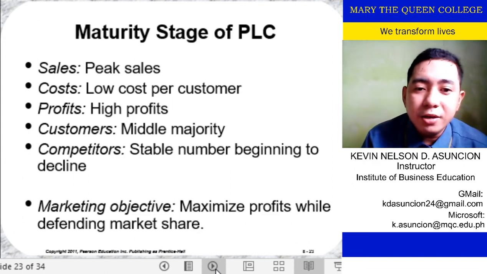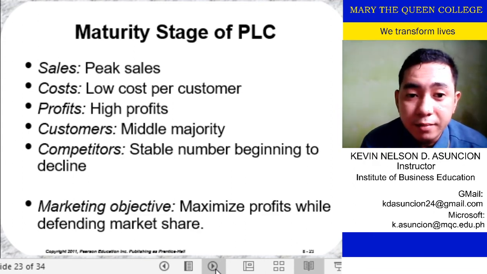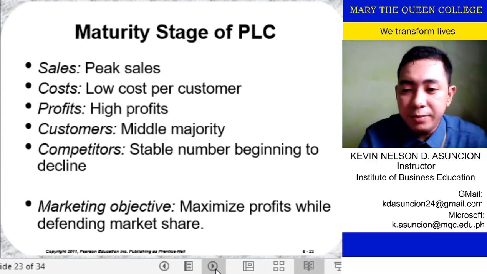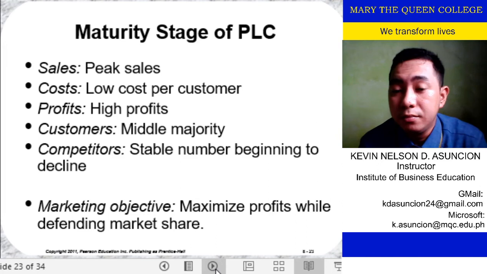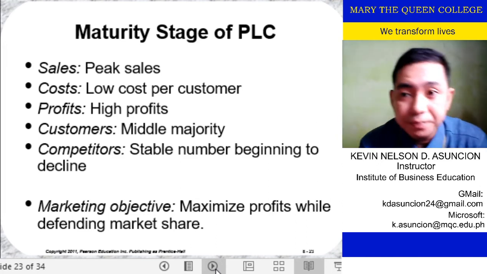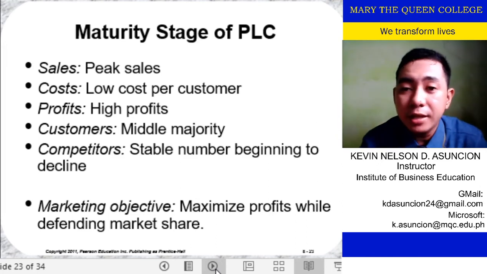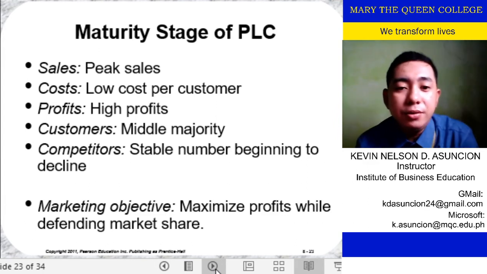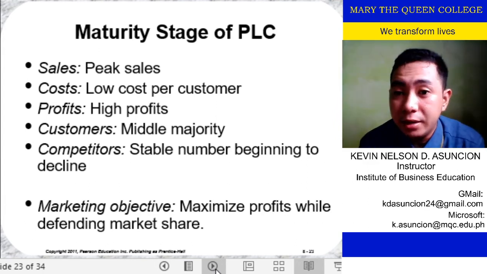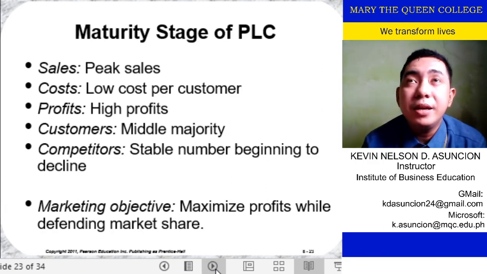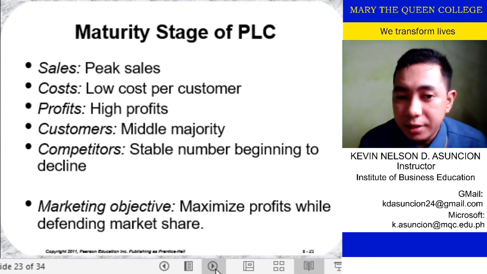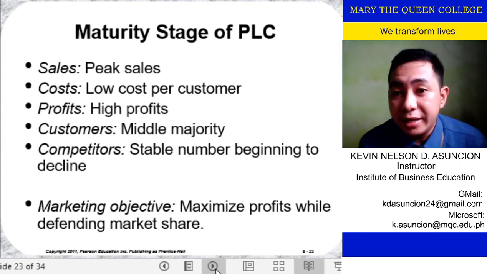And the marketing objective is to maximize profit while defending market share. Ito yung binabanggit ko kanina. It doesn't end on being at the top. You should stay at the top, especially in that product segment. You need to maximize your profit while defending the market share. It's so pretty obvious that some of our market may not be loyal to our products. That is why you need to defend that market share.